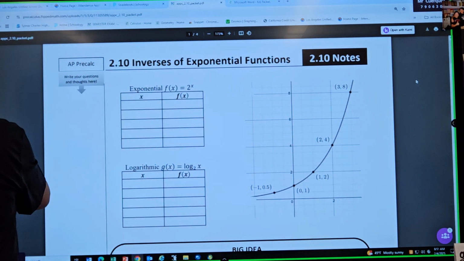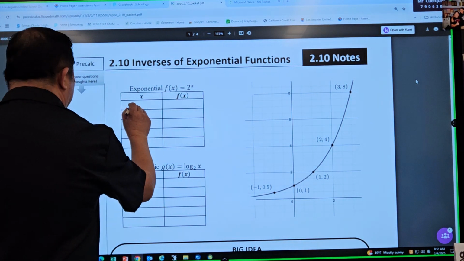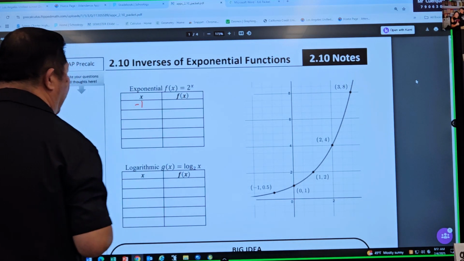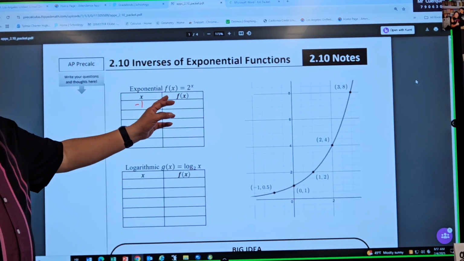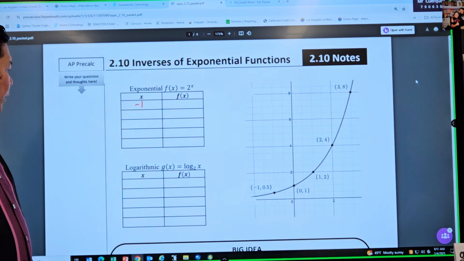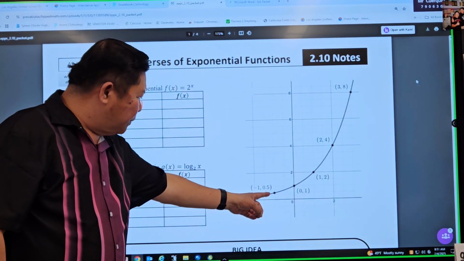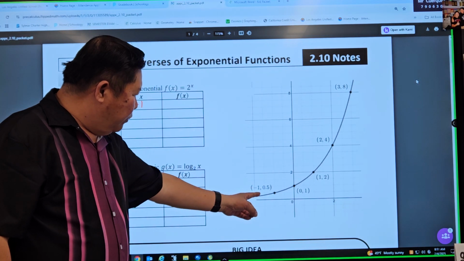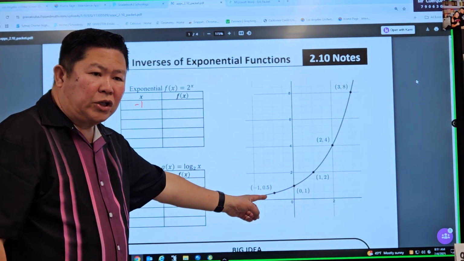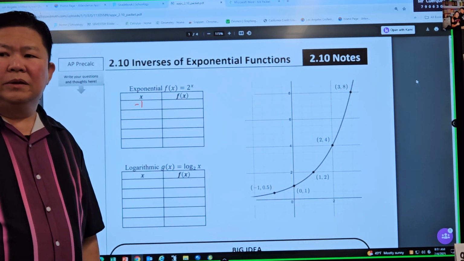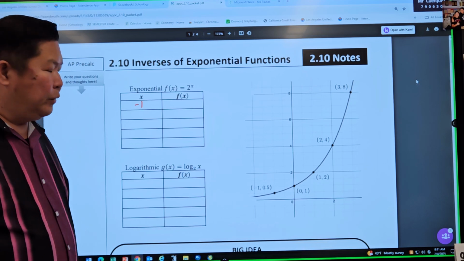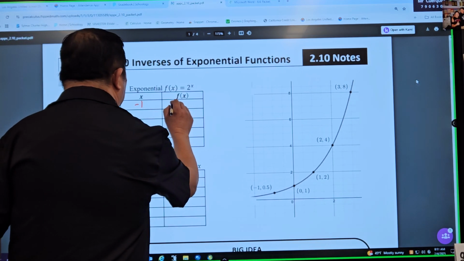So first value that we're gonna assign is -1, and let's have the function. So everybody please have a calculator, or we'll just take a look right here at this particular point, -1. So what is the function? It's gonna be 0.5 or 1/2, right? 1/2. So 0.5.